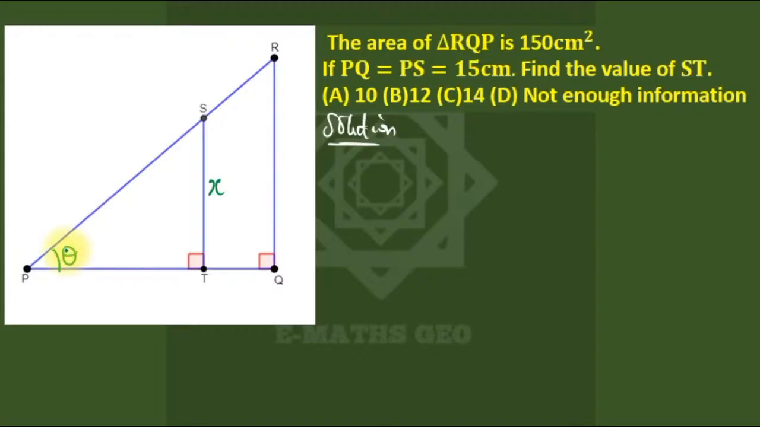And they said PQ is 15. So from here to here is 15 cm. Yes, PS, so here is also 15 cm. That's from here to here. So let's call here y.